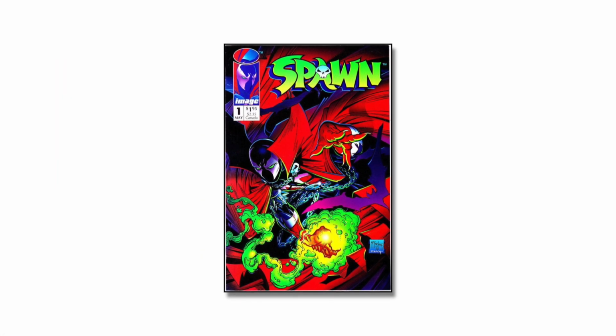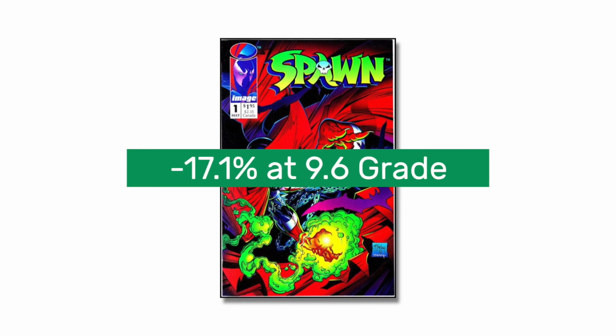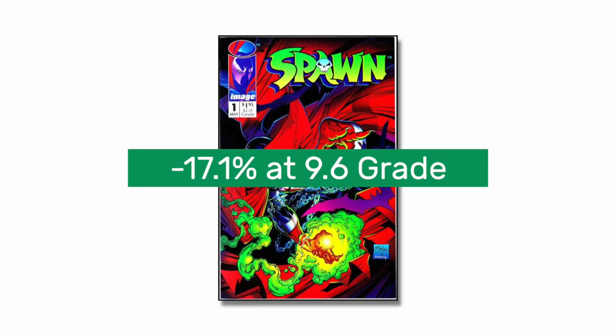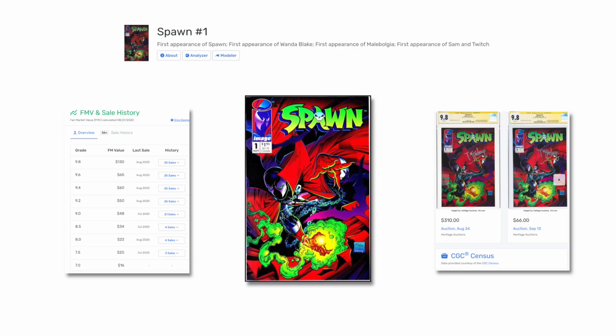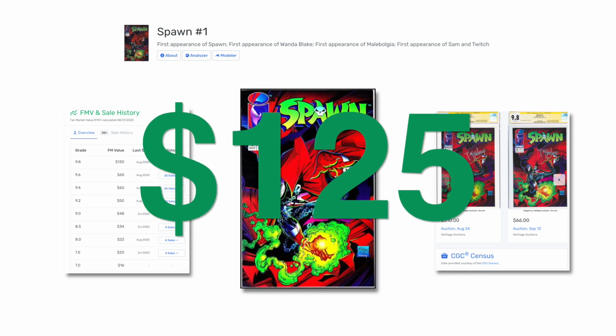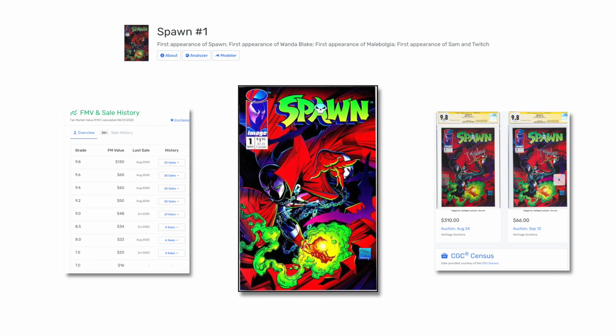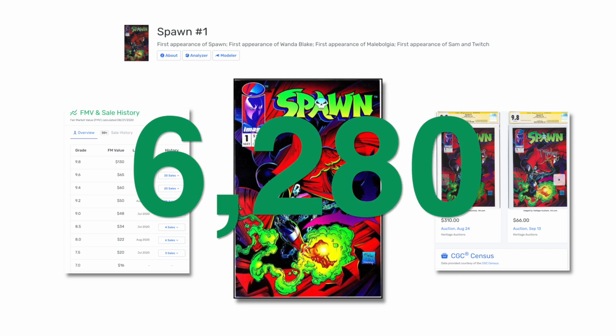Next up is Spawn 1, and this book has a negative return at a 9.6 of 17.1%. The 9.8, however, is selling for around $125 and has a positive return at 4.5%, with about 8,200 on the census.